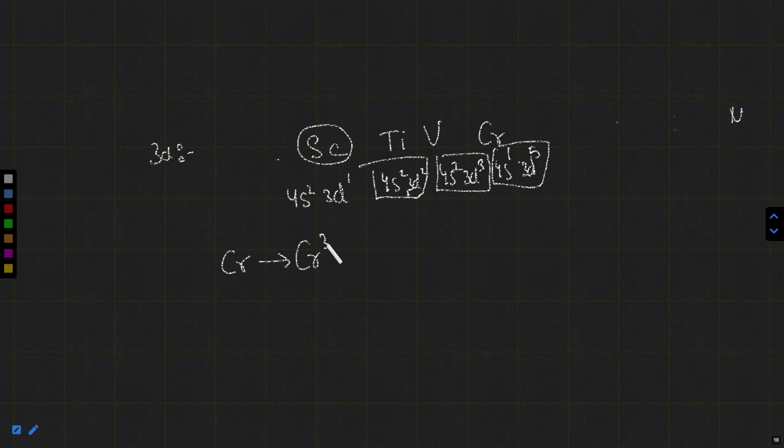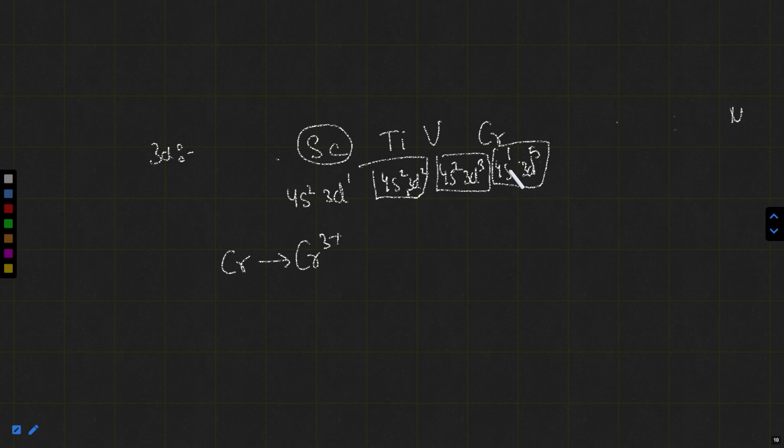Cr to Cr3+. Three electrons will be removed, and you will remove the electron from the 4s and not from the 3d. This is very important. Whenever you do the ionization of a transition element, you should never remove the electron from 3d. You will always remove it from 4s, because the outermost orbital is the one that gives the electron. 4s is the outermost, present on the periphery, but it has the lower energy, even though it is on the outside. So this will release the electron first.